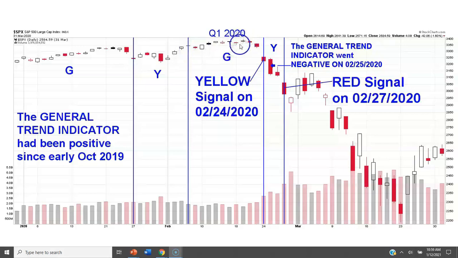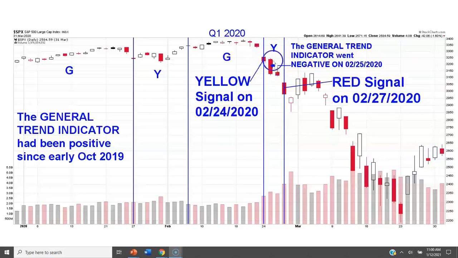And then on February 19th, we hit what was at that time the all-time high on the S&P 500. Again, that's February 19th. And then things started to unravel from there. But think about this. Just a few days after the all-time high at that time in the S&P 500, on Monday, February 24th, the risk signal went yellow.